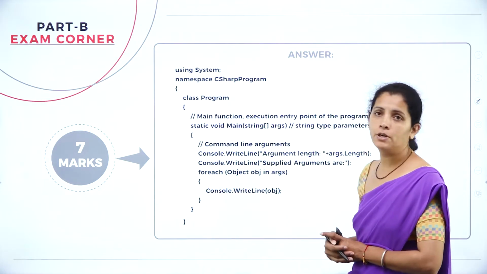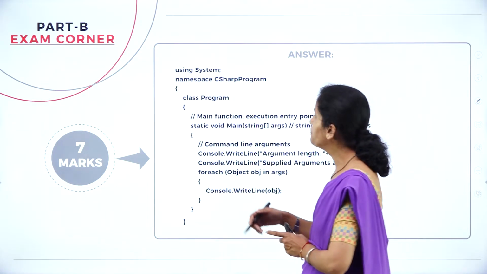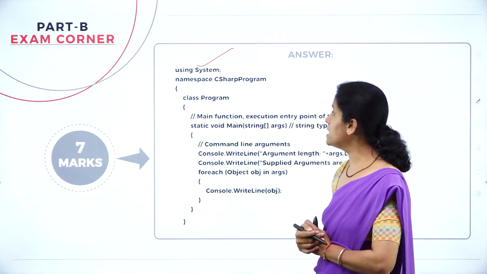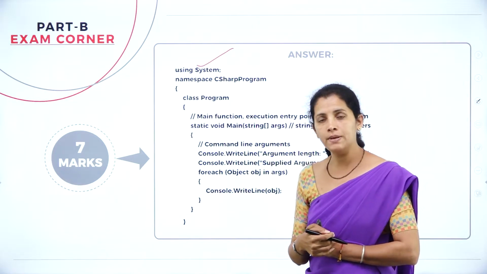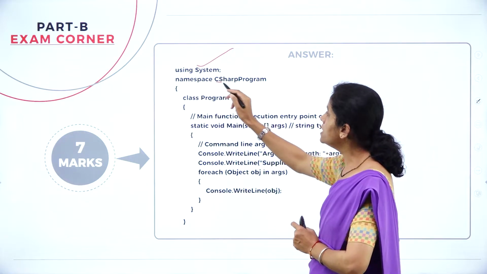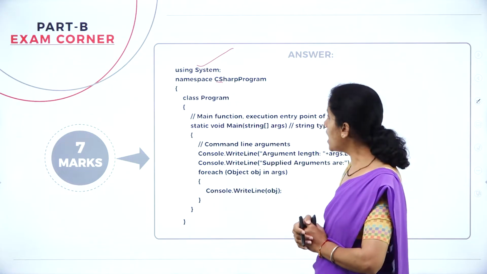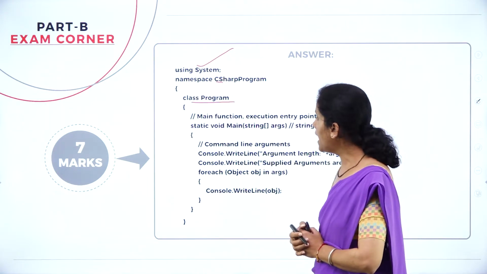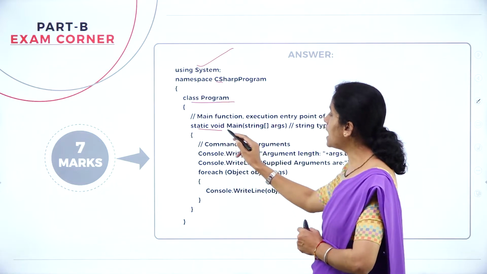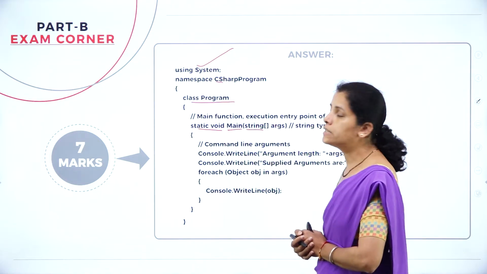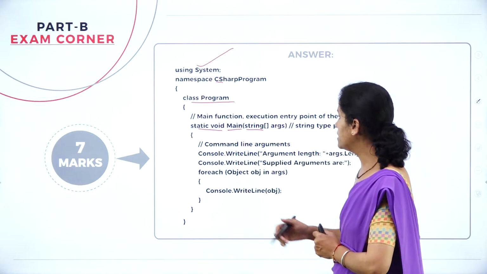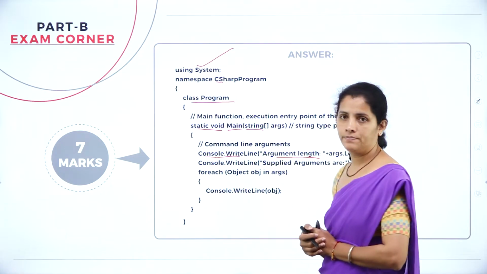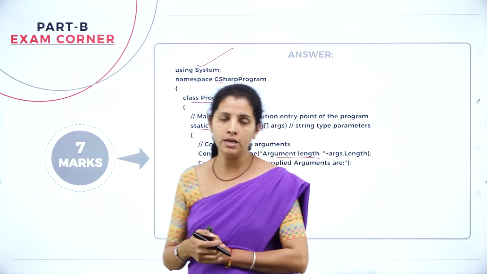Now dear student, let me consider the example program. So using System, and I'm going to create my own namespace. And what is the namespace here? CS, that is C# program, and my class name is Program. And see here, public static main, I have string args and Console.WriteLine arguments length. I want to know how many arguments I have.